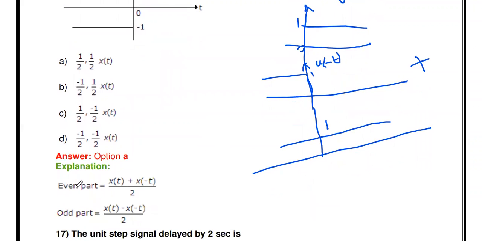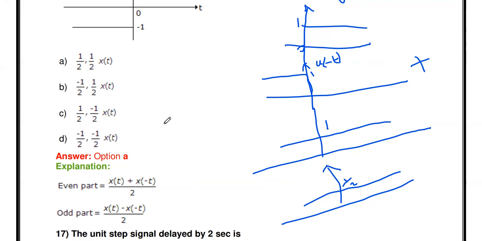Then if you want to find the even part, you just divide this added signal by 2. If you are dividing this DC signal by 2, the amplitude 1 is reduced to half. So that's why we will get this signal. This is said to be the even component. So what is the even component obtained for this u of t? 1 by 2. So maybe A or C. This is the even component.